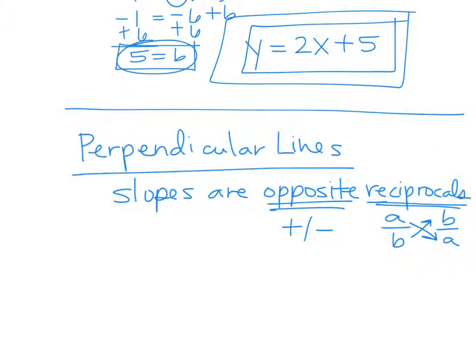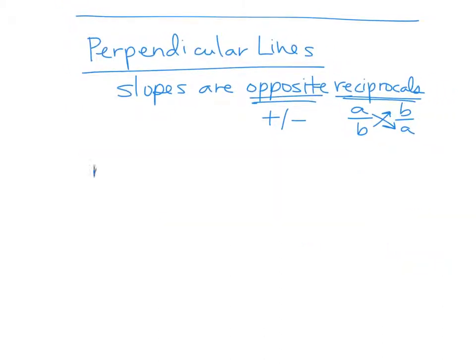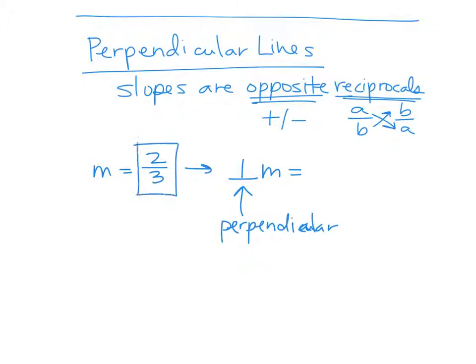Okay, so here's what I want you to see. If my slope is 2/3, then my perpendicular slope, this means perpendicular. Okay, my perpendicular slope, if I started with 2/3, what is the opposite reciprocal of that? 3/2 is the reciprocal, and you make it negative, right? So if it's a positive 2/3, it becomes a negative 3/2 for the perpendicular one, okay?